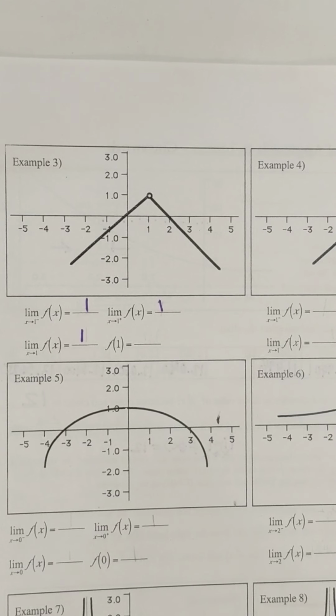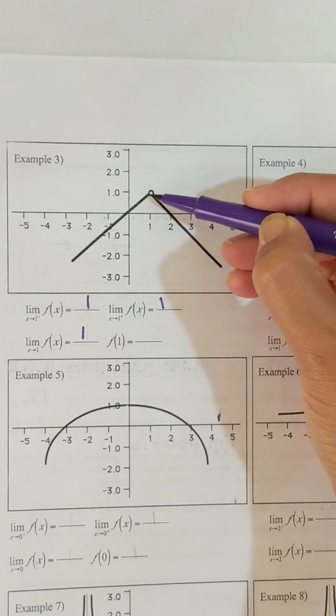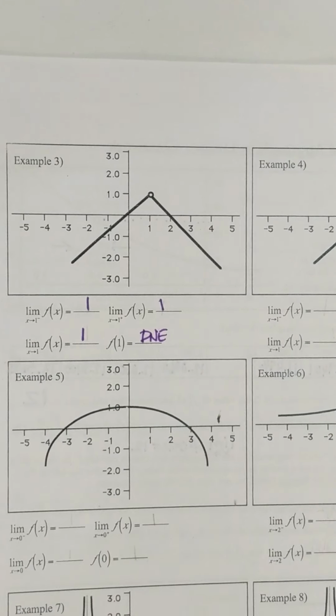Now it's asking us what's the value of the function f of 1. So if I look at 1, when x equals 1, there is no value. So f of 1 does not exist.